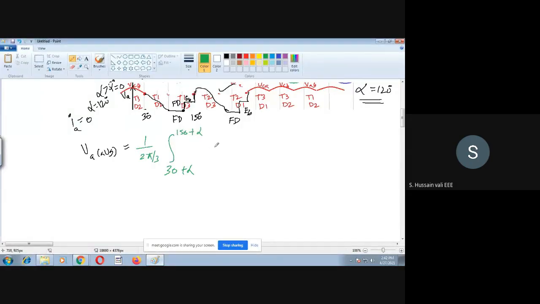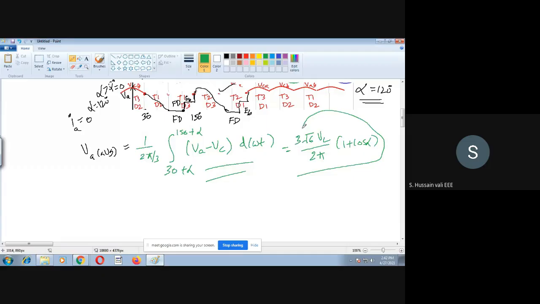Then you will find out VA minus VC d of omega t. So for that duration, the output voltage is VA minus VC from 30 plus. This you will see from the waveform itself. Then if you do the simplification, I'm not going to do the simplification. So VA minus VC, I will get here a line voltage. That line voltage I will write directly here: 3 root 6 into line voltage divided by 2 pi into 1 plus cos alpha. This you will get here. I want you to check this.